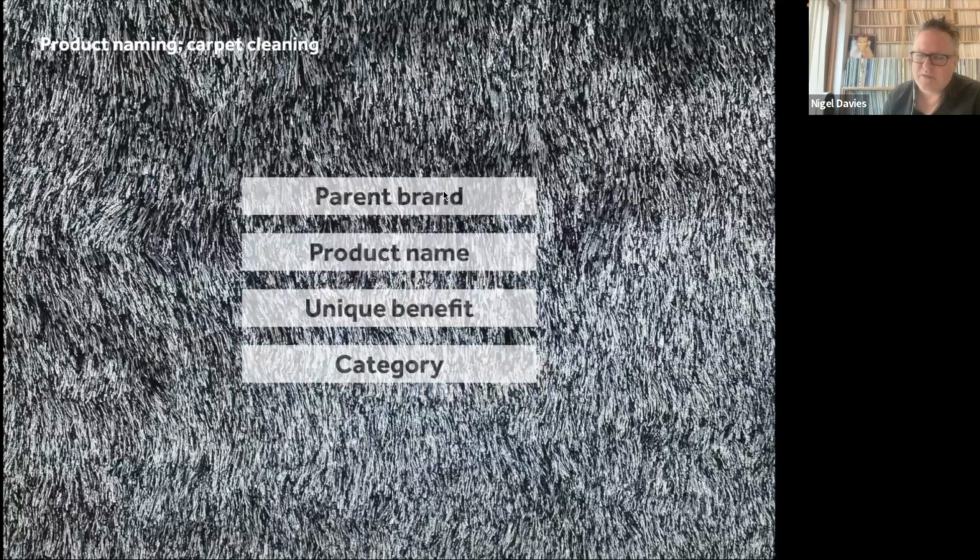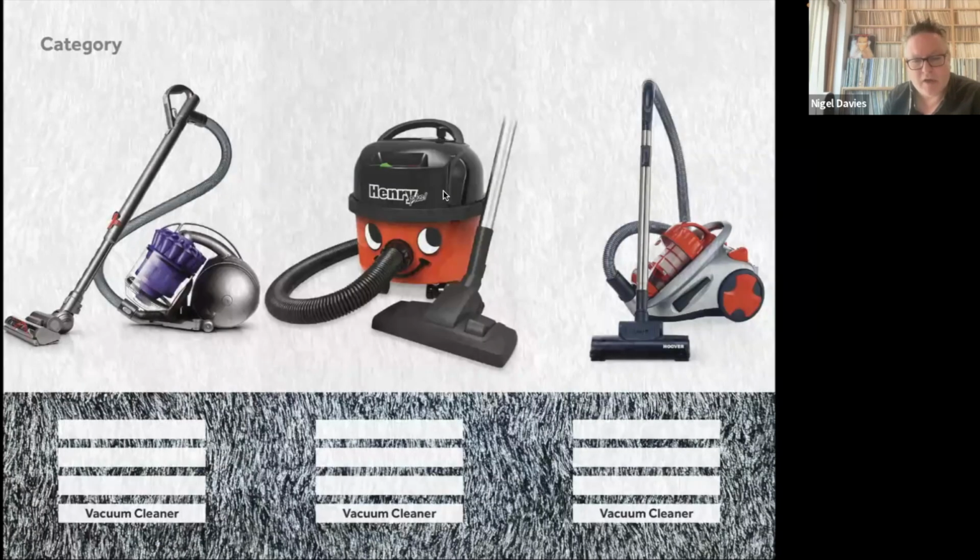And when I think about the name in more detail, when I start to research these things, typically the name is split into four parts: the parent brand, the product name, the unique benefit, and the category in which they're operating. So again, back to these three vacuum cleaners, they are all just vacuum cleaners. That is the category. It's the base descriptor. It's the number one thing that connects them all, if you like.